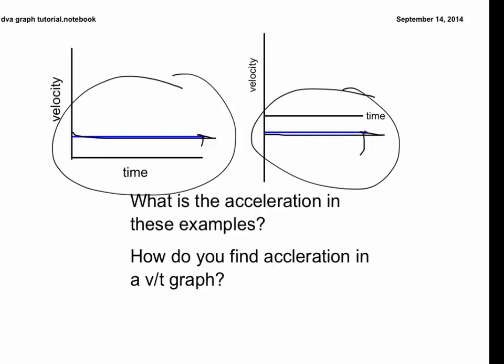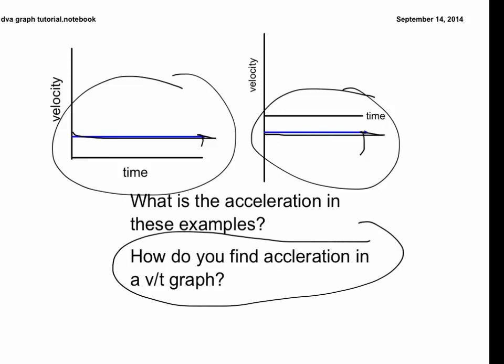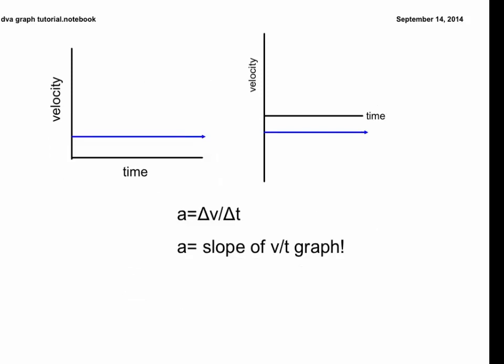But based on both of these graphs, could we find the acceleration? I think we could if you can answer this question down here. How do you find acceleration in a velocity-time graph? Of course, you should remember from last week, on a velocity versus time graph, the acceleration is defined as change in velocity over change in time, or in other words, it's the slope.